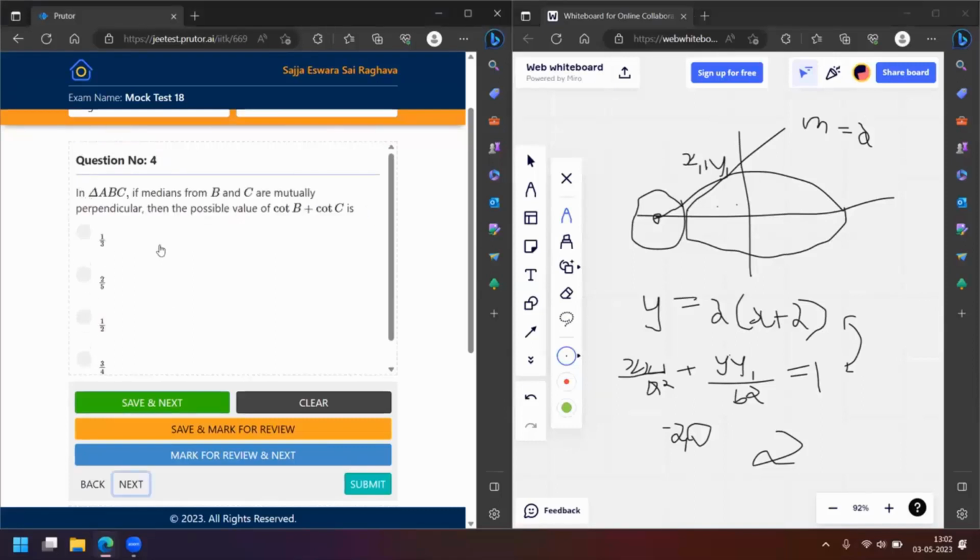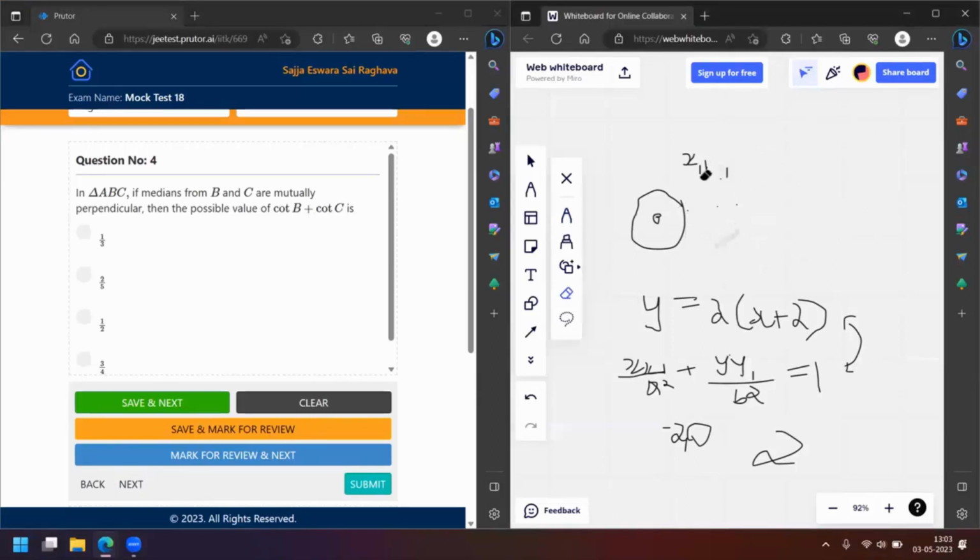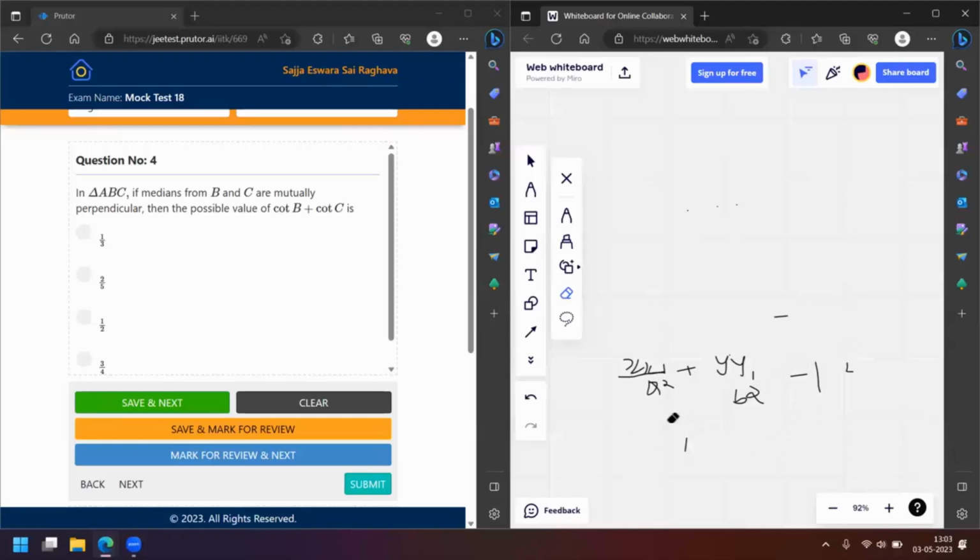In triangle ABC, if the medians from B and C are perpendicular, so this is again a geometric question. And if you try to solve this geometrical question generally, without using any assumptions, it may take more time. So basically, in this question, you have to just assume some more features, like a special class of triangle.